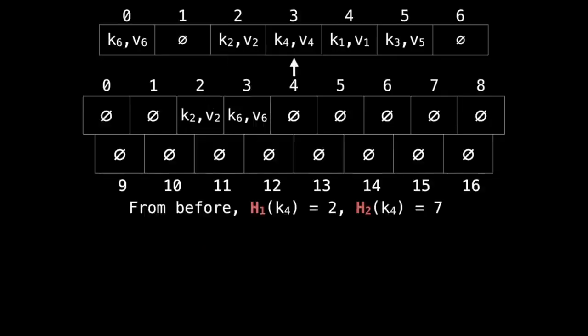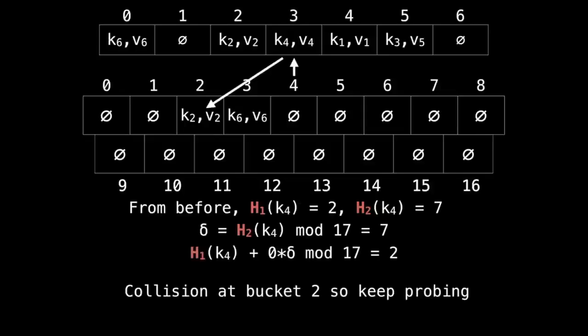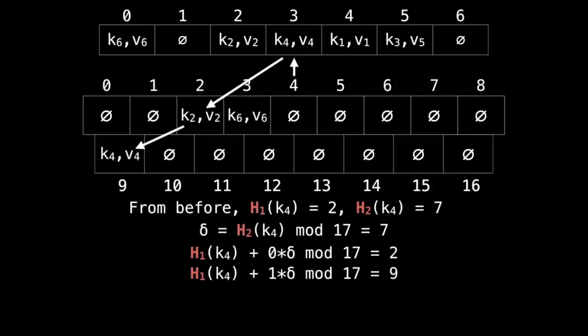Next one, k4. So we know h1 of k4 is 2, and h2 of k4 would be 7. So we compute our delta value, and notice that our delta value now is not 0, which it was before, but 7 because our mod is 17. So delta is 7. So we have a hash collision here, but we need to keep probing. So compute the offset at 1 times delta, which gives us 9 mod 17.